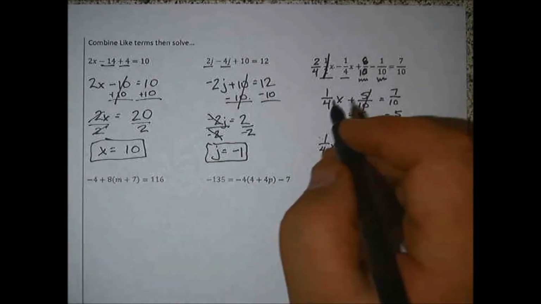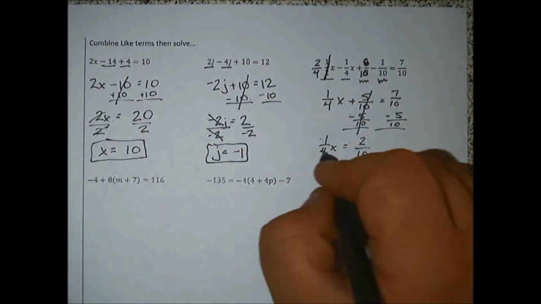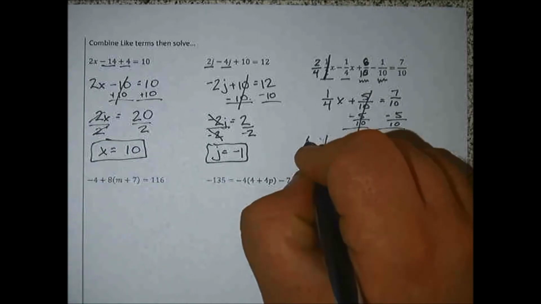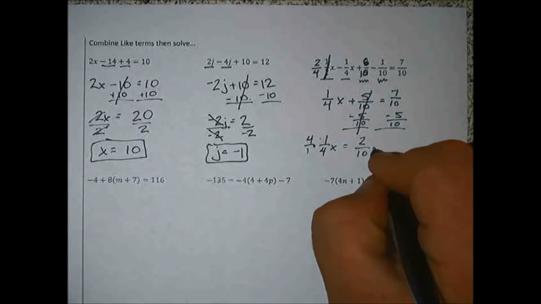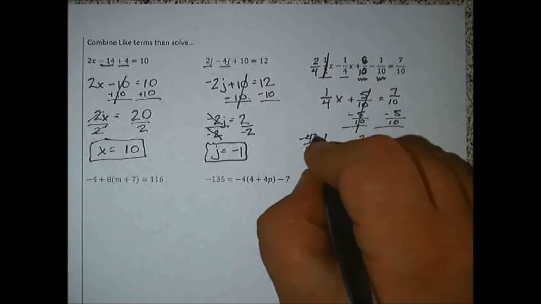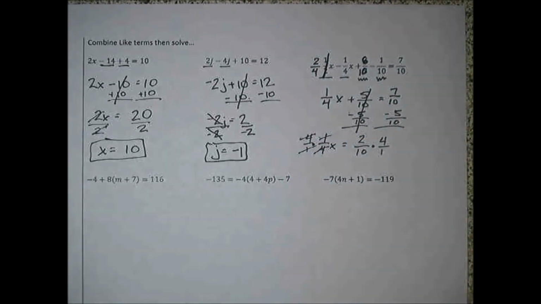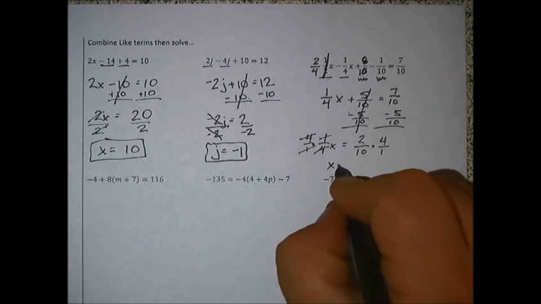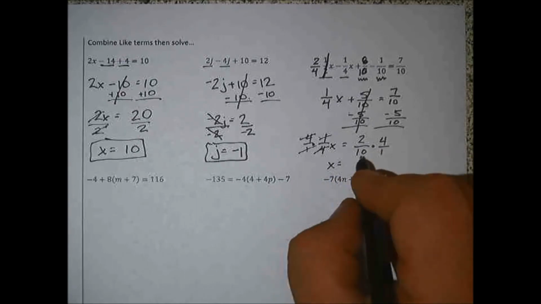Okay. Now remember, to get rid of a fraction, I want to multiply by the reciprocal, 4 over 1 times 4 over 1. So those all cancel out. A lot of canceling. Sweet. And x will be 4 times 2 is 8.